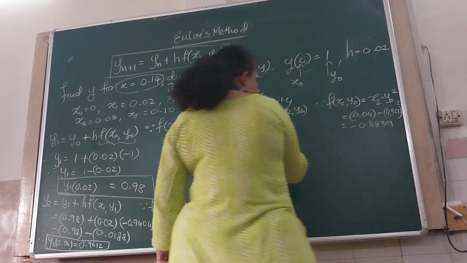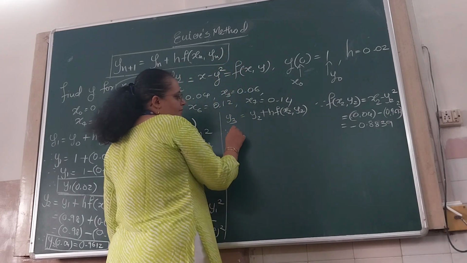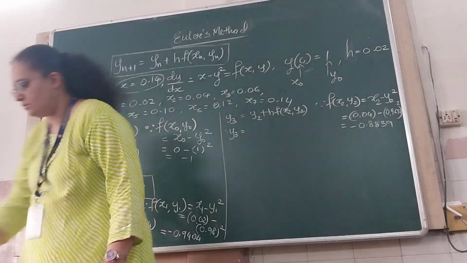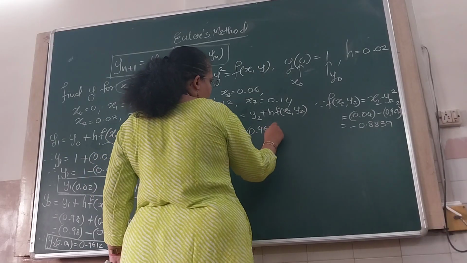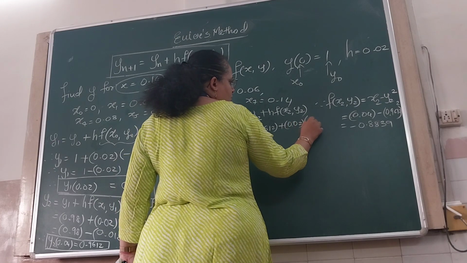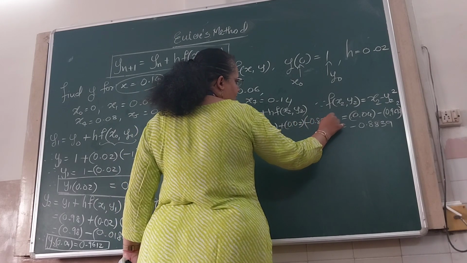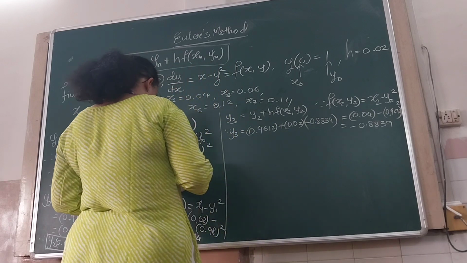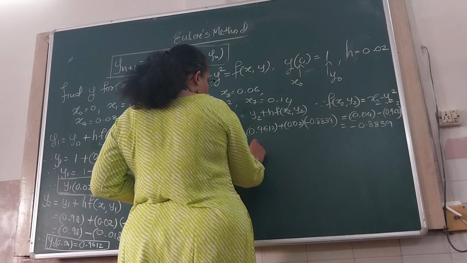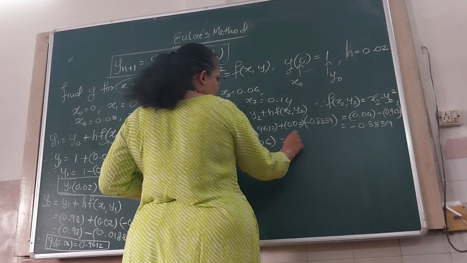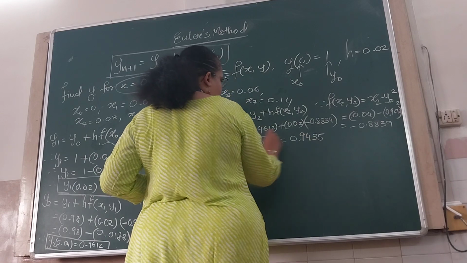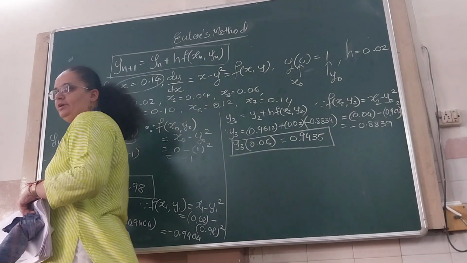Substitute that here. What will be my y3 now? Tell me, what is y2? 0.9612 plus 0.02 into minus 0.8839. Okay? Yes. So if you substitute, y3 of whom? 0.06. So we are getting here 0.9435. You calculate the answer. Are you getting it? Yes.